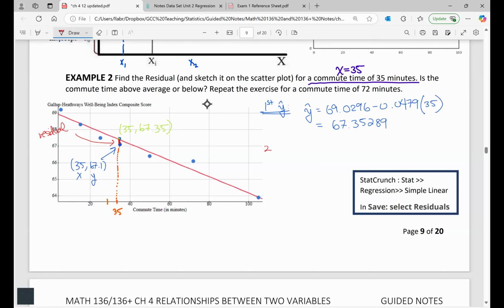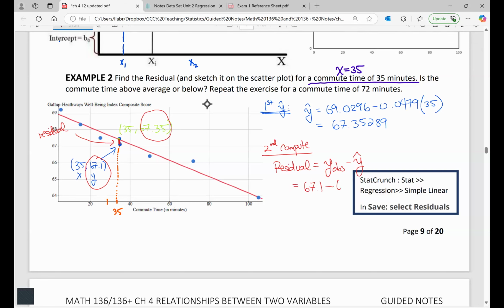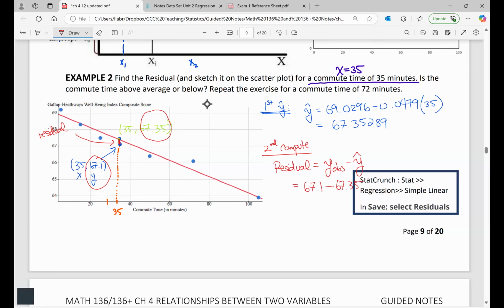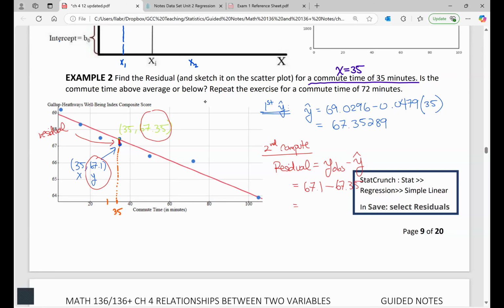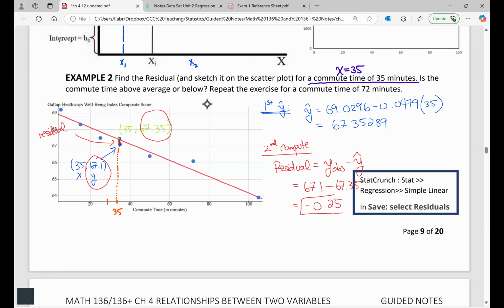And now I can use my formula. So now that I have the actual Y value and the predicted Y value, I can go ahead and subtract them. So my residual is equal to the Y value that's observed minus the Y value that's predicted. So our observed Y value was 67.1. Our predicted Y value is 67.35. So if we subtract, we keep 2 decimals, that'll be negative 0.25. So that right there is my residual.